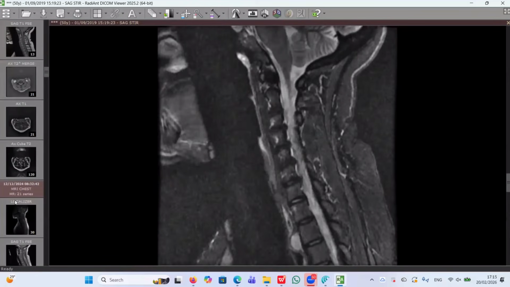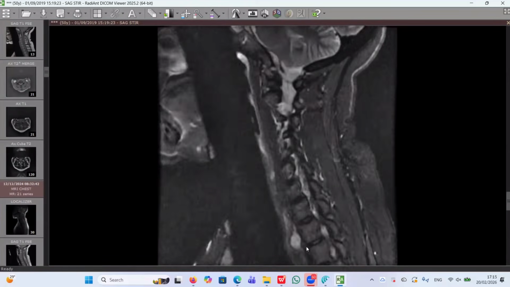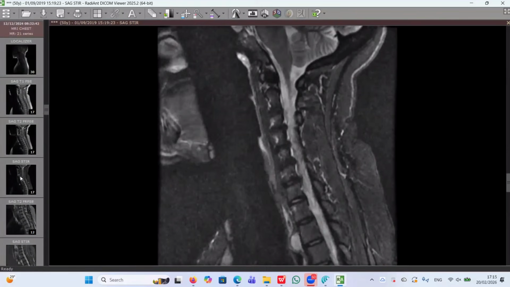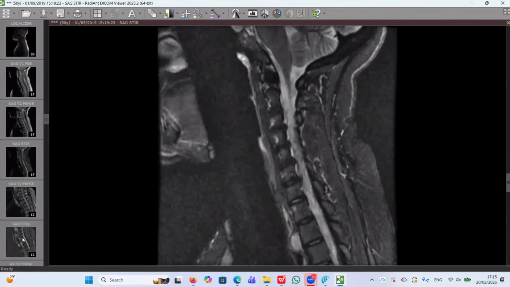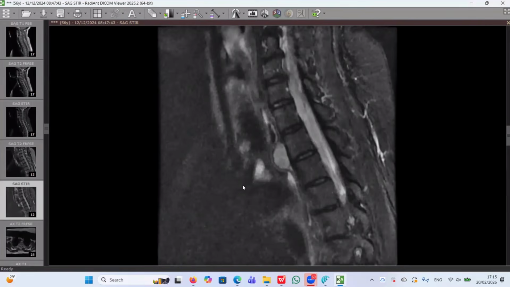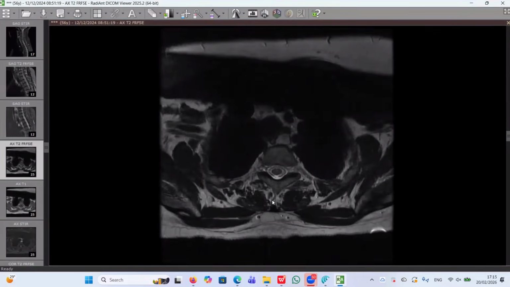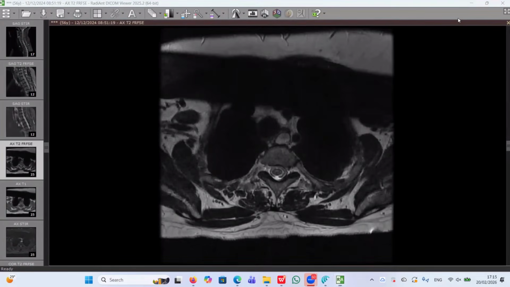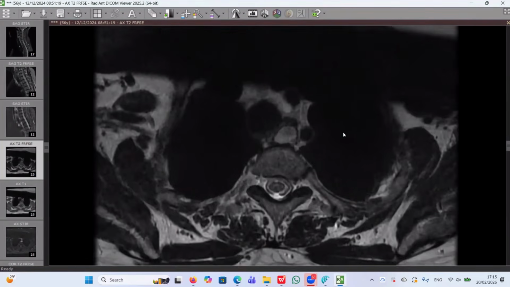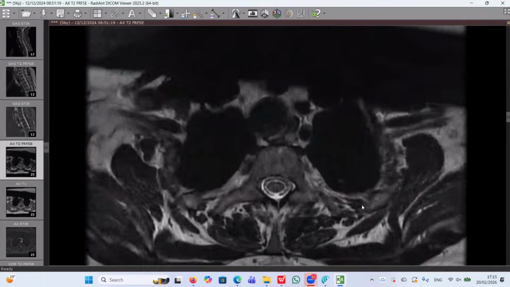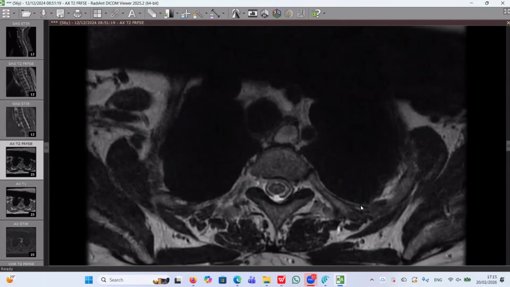Really, when I started to report this case, I mentioned that we have a prevertebral lesion, and this lesion needs further assessment. And really, we did MRI for this case, focusing on this mass lesion, as you can see here. This is the axial T2. I will zoom in. Can you see this one? Can you please help me in the description of this mass lesion?